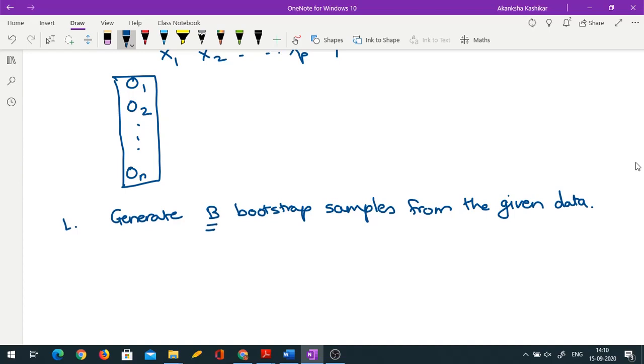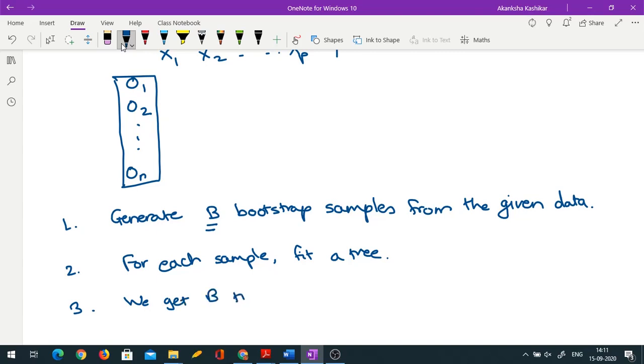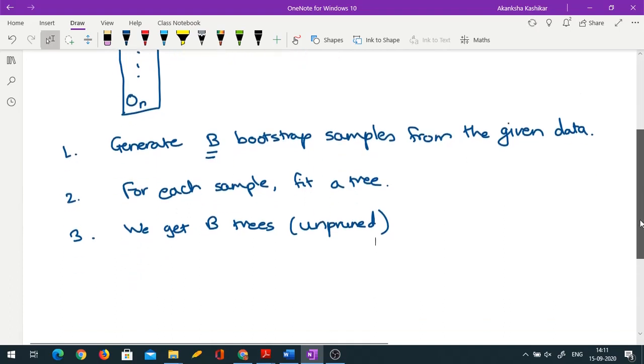Then for each sample, fit a tree. To each bootstrap sample I will fit a separate tree. So what I would have is B trees, and all these trees are unpruned. We don't do pruning. We grow an entire tree and use it as it is. So I have B different trees.